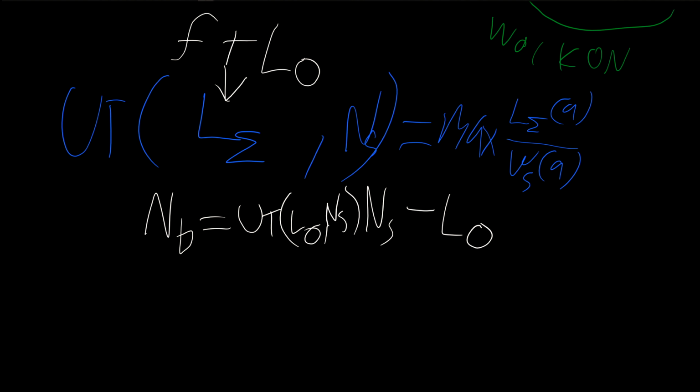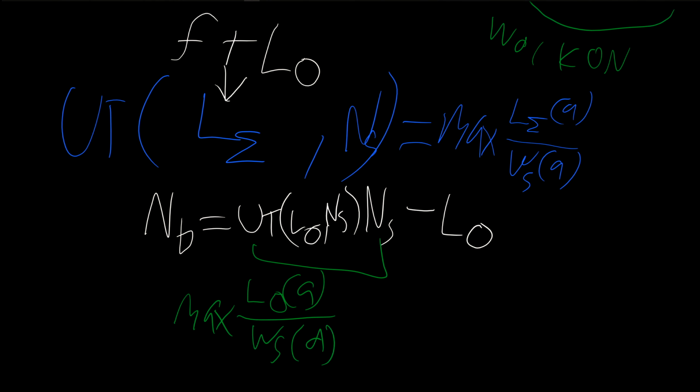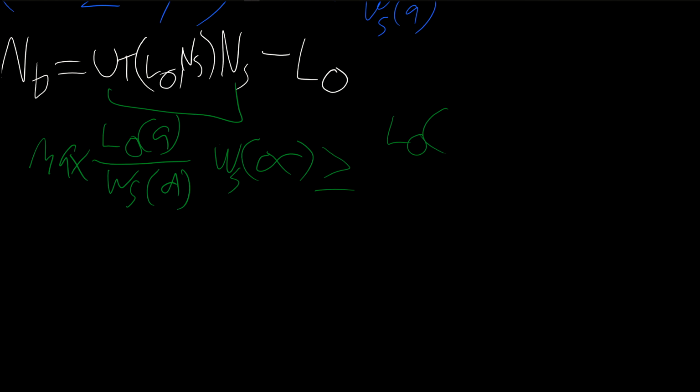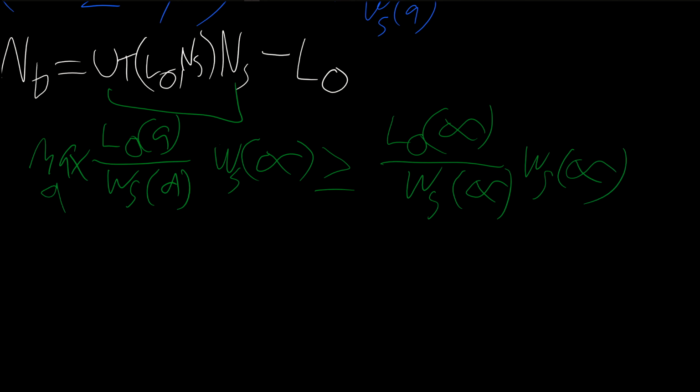We should pause for a moment to think about why this would make sense. So take a quick look at what the values of this are. Let's see, the utilization of load obstruction over times NS, well, that's the maximum of load obstruction of an arc over WS of an arc. And let's look at arc alpha. We can see that whatever this thingy is, it's definitely greater than or equal to load at alpha over WS at alpha times WS alpha. We know that's the case because we're doing the maximum over A.